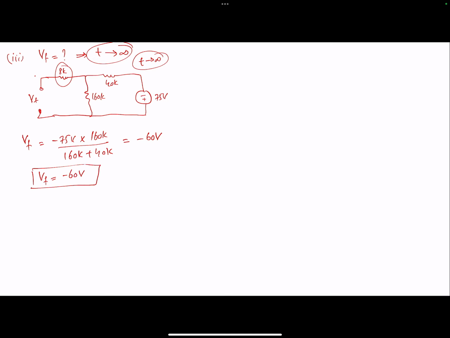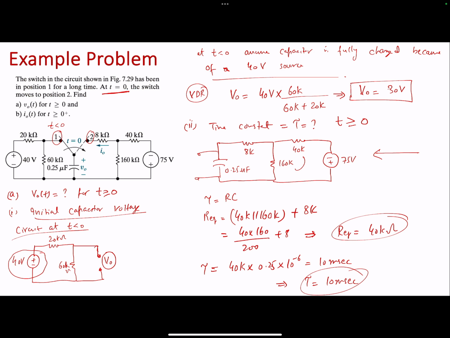So we ended up finding all the three things: the initial voltage, the final voltage, and the time constant. So now all we need to do is to replace everything in the capacitor voltage equation that we derived, which is equal to the final voltage value plus initial voltage value minus final voltage value, e raised to power minus t over RC. So V of t should come out to be minus 60 plus V naught. What was V naught? 30 volts.